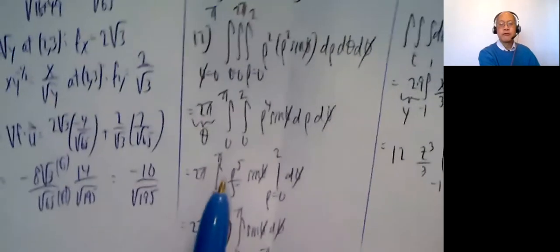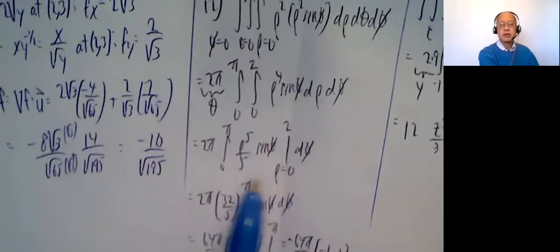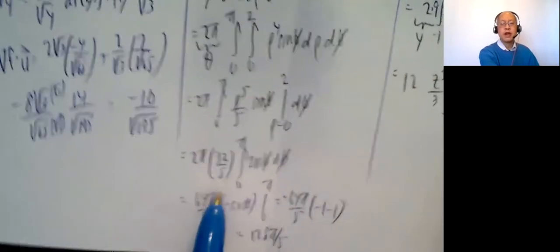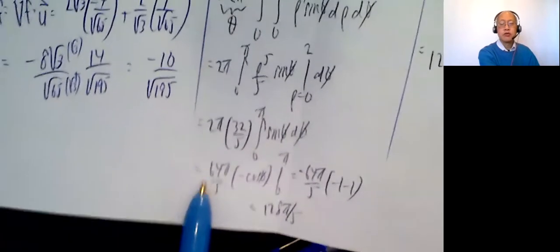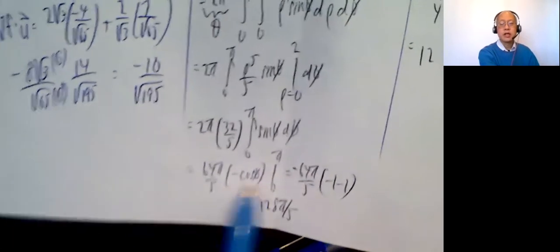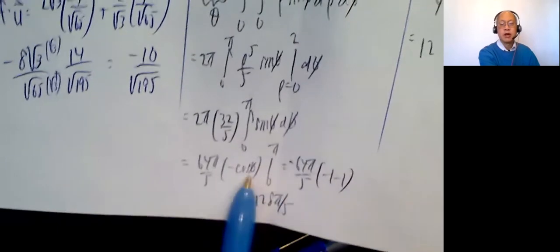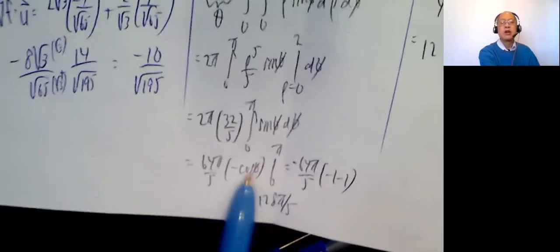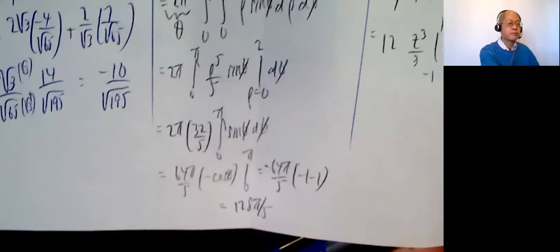So rho to the 5th over 5 sine phi, rho goes from 0 to 2. Plug in 0, you get 0. Plug in 2, you have 32 over 5. Integral from 0 to pi of sine phi d phi, 64 pi over 5, negative cosine phi from 0 to pi. Cosine of pi is negative 1. Cosine of 0 is 1. Negative 1 minus 1, negative 2. Negative 2 times all that, negative of negative, gives 128 pi over 5.